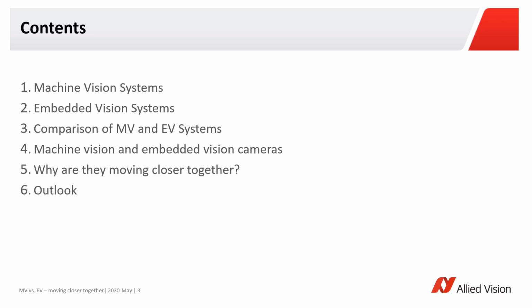So the contents of today's presentation: I'll start with some basic things about machine vision systems, layout, data generation, requirements. Do the same for embedded vision systems. Before I compare the two systems, then I compare the two cameras, machine vision cameras and embedded vision cameras. Then why I think they are moving closer together, and I'll summarize with an outlook and a conclusion.